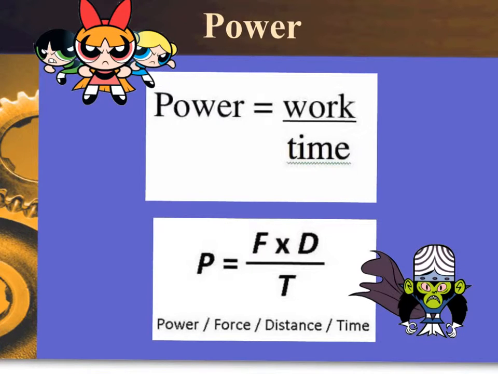So the formula for power is work divided by time. However, many times work will not be stated in a problem. We will be given force and distance instead. So note that power can equal force times distance divided by time if work is not given. If work is given, power equals work divided by time. So do be aware of the two equations.